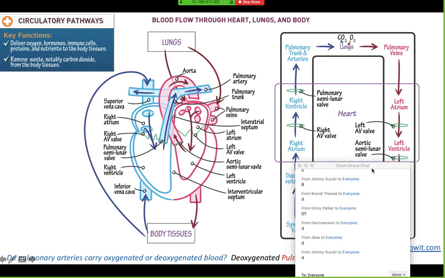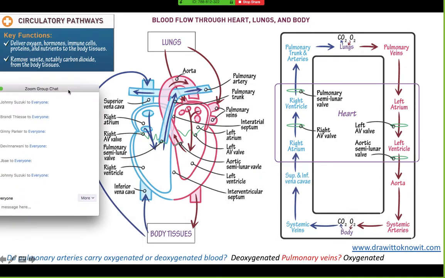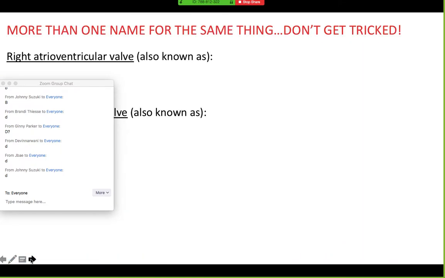Okay, so blood flow through the heart. I'm going to mostly skip this just for time's sake, but two important things to know that are easily confused. The pulmonary arteries are carrying deoxygenated blood, and the pulmonary veins are carrying oxygenated blood. So that's one example of a place where this is different.